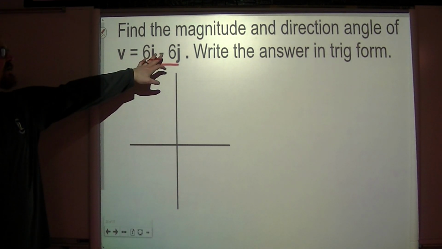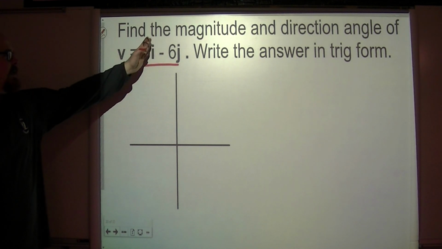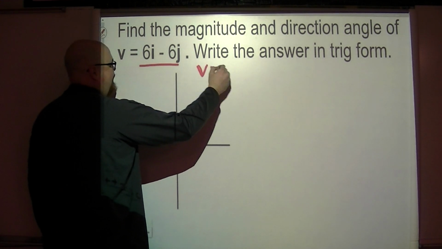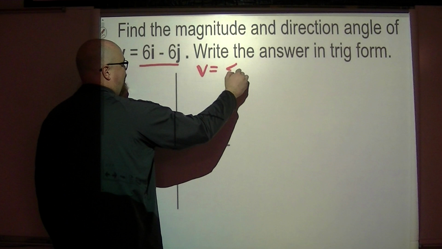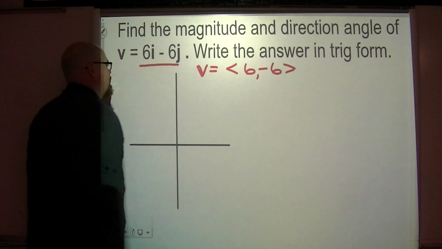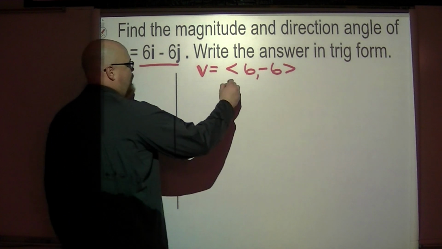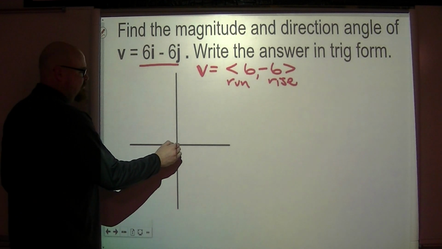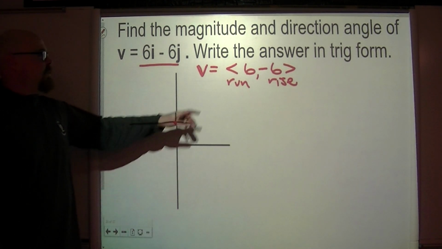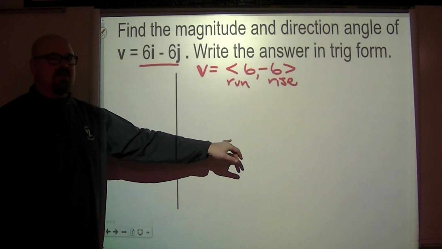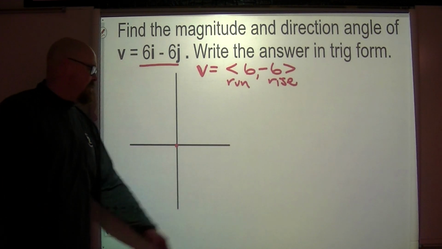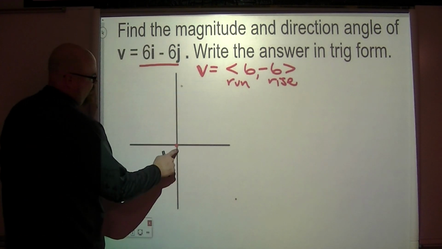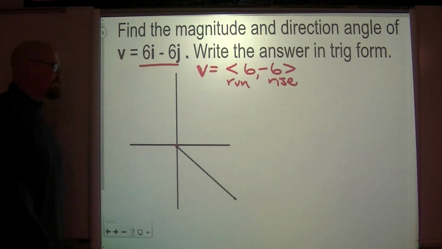Remember, linear combination is just a different representation of the run and the rise of a vector. So vector v has this linear combination. That is essentially the exact same thing as saying vector v has these components. And keep in mind, those components are the run and the rise. So if we start at the origin as our initial point, and we run 6 units, that's 6 positive units, and we rise -6, that would mean we're falling 6 units down to here. Our vector goes from here to there, right?